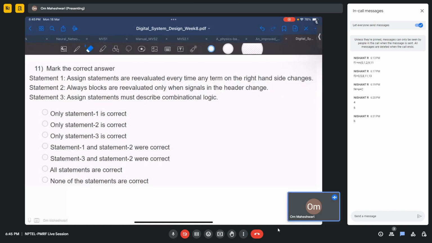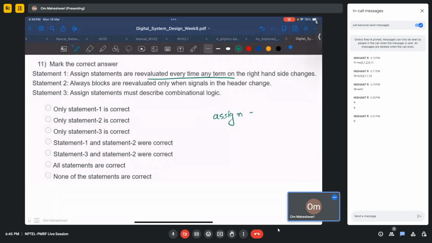Okay, so do we have an answer? 1 and 3 are correct. Okay, so actually all three are correct. Assignment is reevaluated every time any term on the right hand side changes. So what it means is, maybe assign z equals x and y. If x changes or y changes, z will be recalculated. So this is what it means, and it is correct.